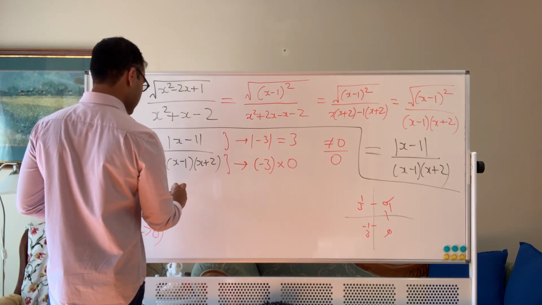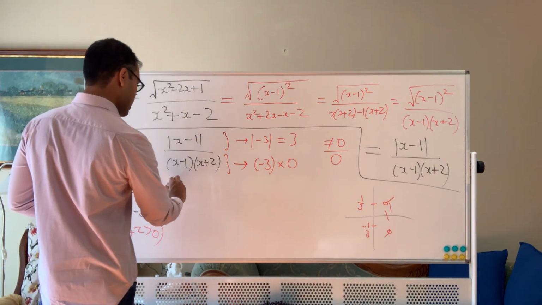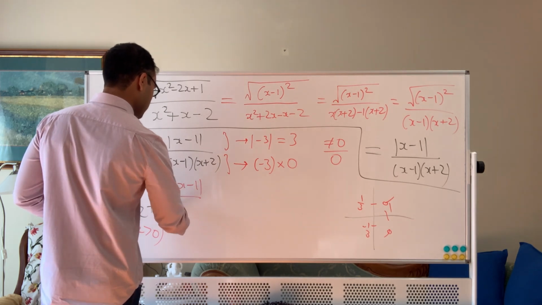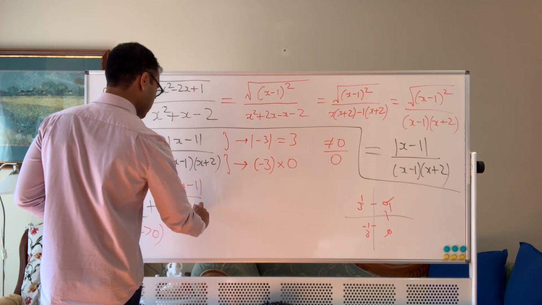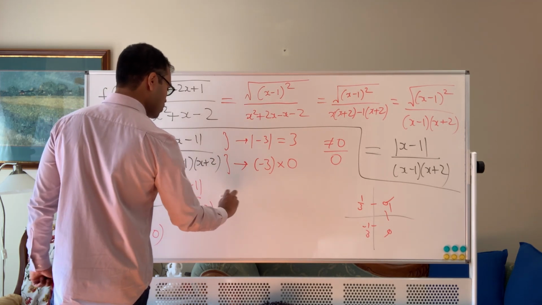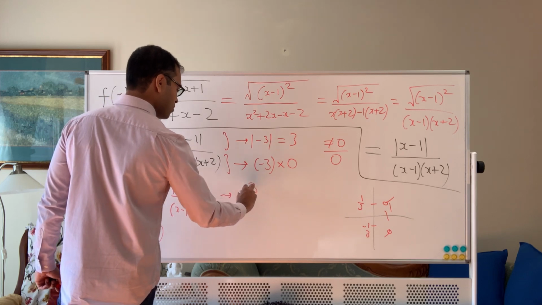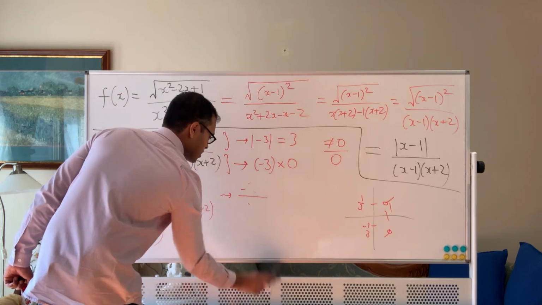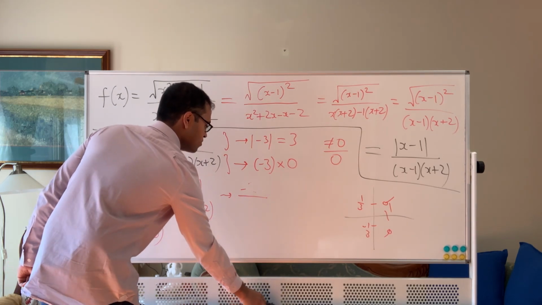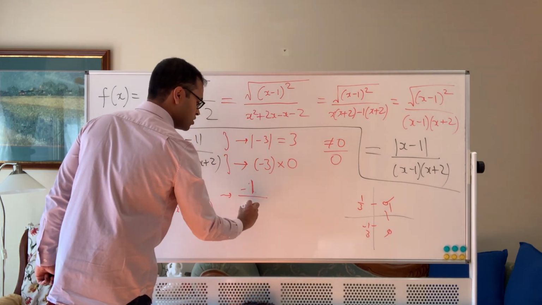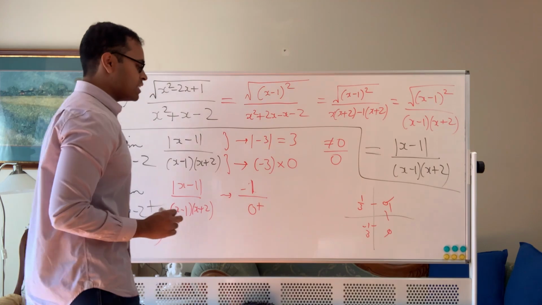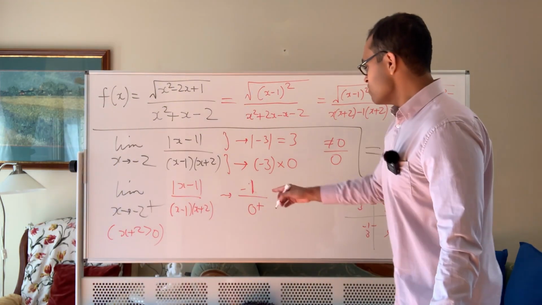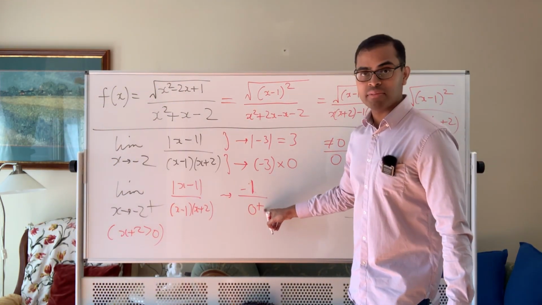We can write this limit as: absolute value x minus 1 divided by x minus 1 times x plus 2 is going to go to, roughly, negative 1 over 0 plus. I've cancelled the negative 3 and 3 from top and bottom, so I'm getting a negative 1 on the top, and sometimes people like to write it like this, 0 plus, just to say you're dividing by 0 but a positive number that is close to 0.